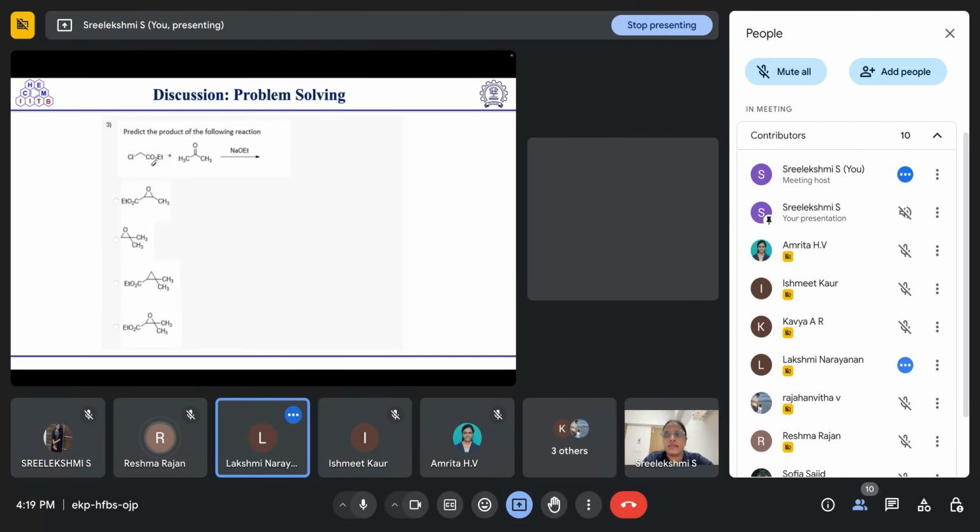Yes, ma'am. So next reaction, predict the product of the following reaction. Here this is a chloroester kind of compound and this is acetone in presence of sodium methoxide. I hope you all have solved these problems in the week 0 assignment. So here we first have to know which proton sodium methoxide will abstract first.